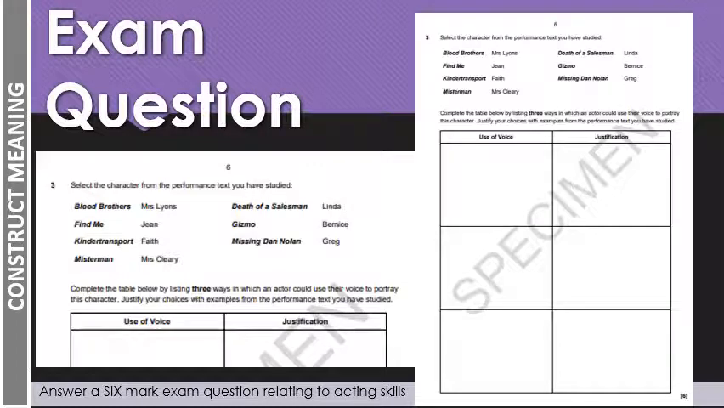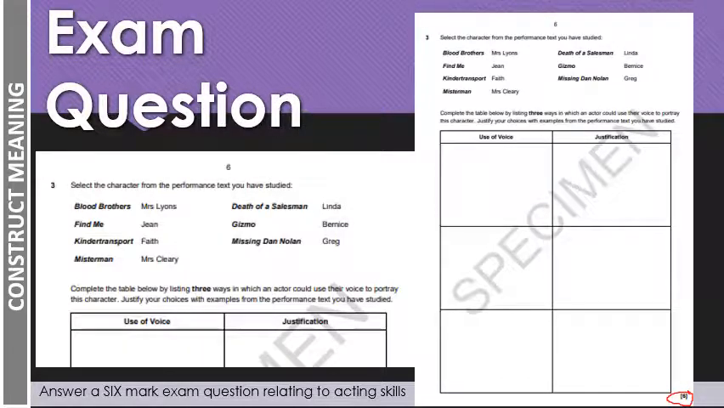On the right-hand side of your screen, I've taken a screenshot of the exam paper so you can see what the whole thing would look like. On the left-hand side, I've zoomed into the question at the top. Now, we know that this is a 6-mark exam question. It says right down here at the bottom, you can see I've circled it in red.